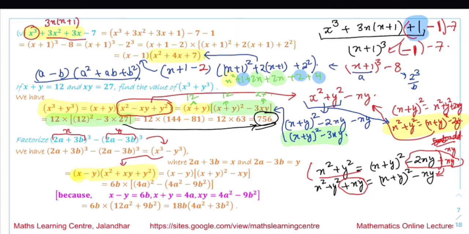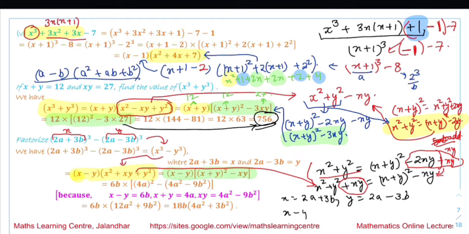So our identity now becomes x minus y as it is, and we have calculated the value of this term. It is (x plus y) whole square minus x into y. So why we are doing this, you will see that our calculations become a bit easy. Now when you calculate x minus y, the value of x we have is 2a plus 3b. Value of y we have is 2a minus 3b.